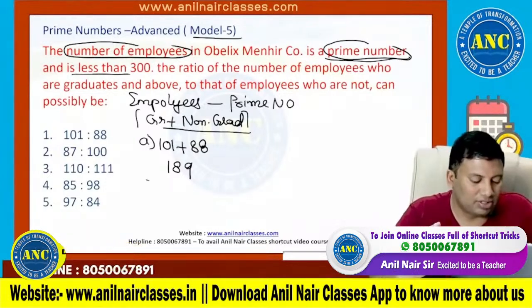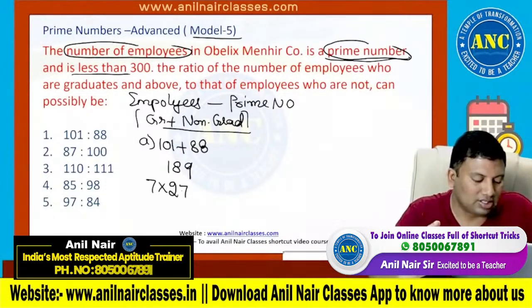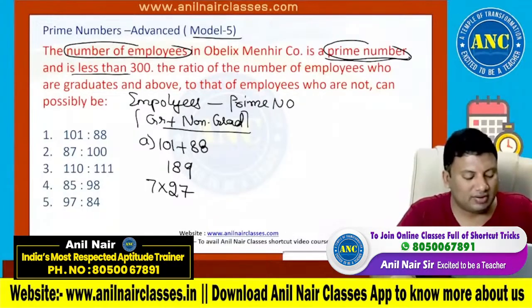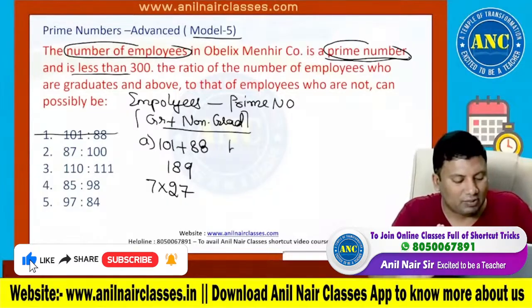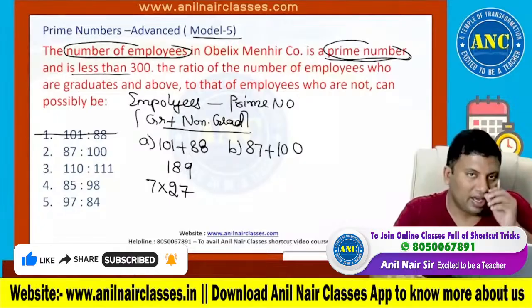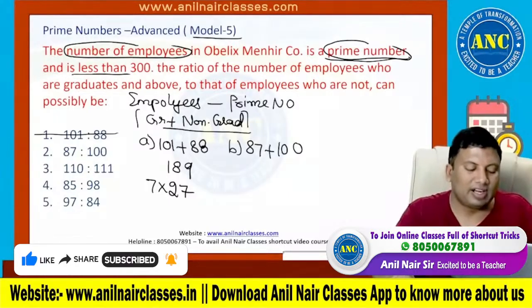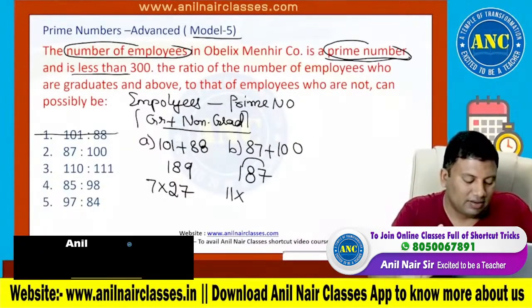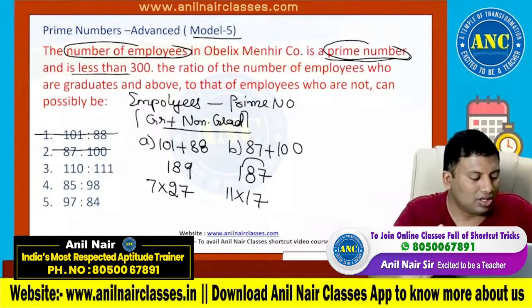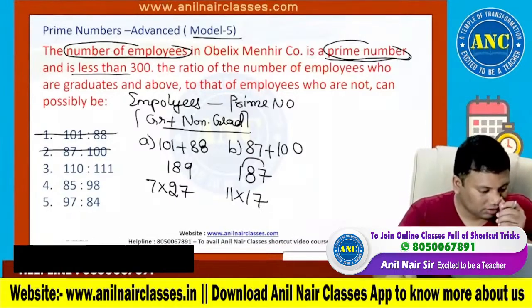189, if you observe, 7 into 27. 7 twos are 14, 7 sevens are 49. The answer is divisible by 7, so it cannot be a prime number. Next, taking 87k plus 100k, but we are taking k value 1. It is 187. 7 plus 1 is 8. The answer is divisible by 11. So these are out. Next one.